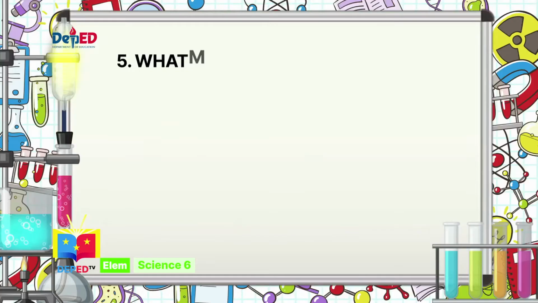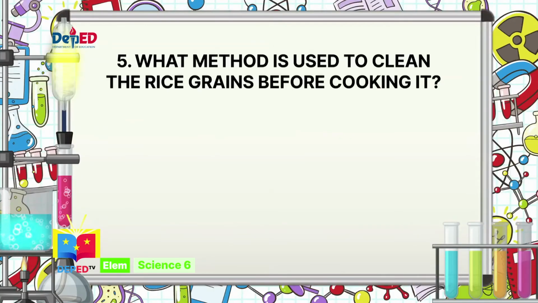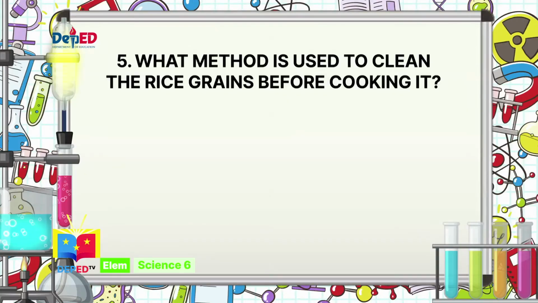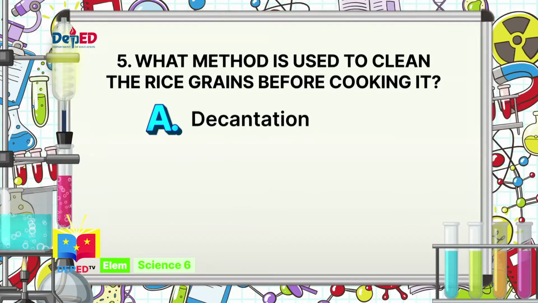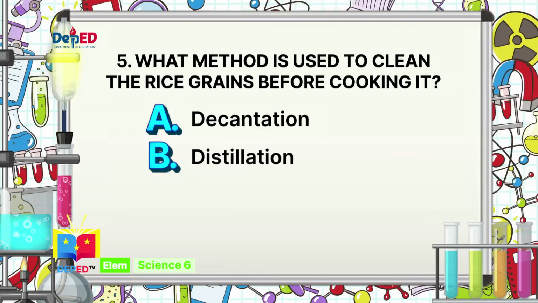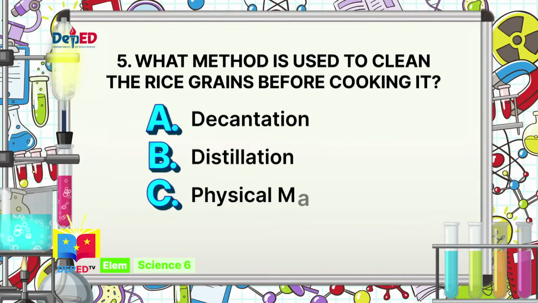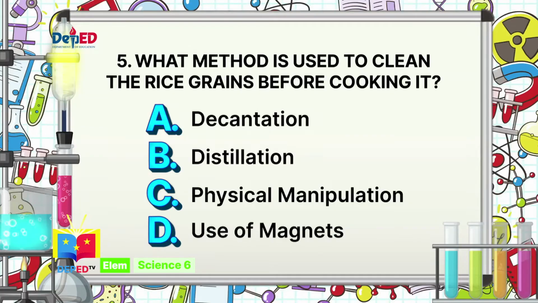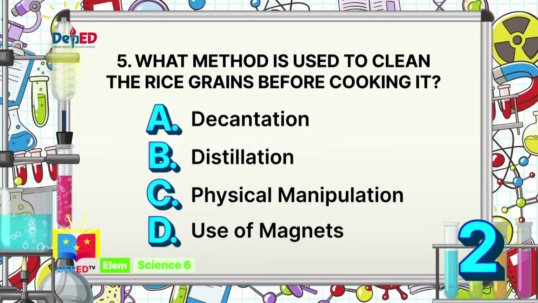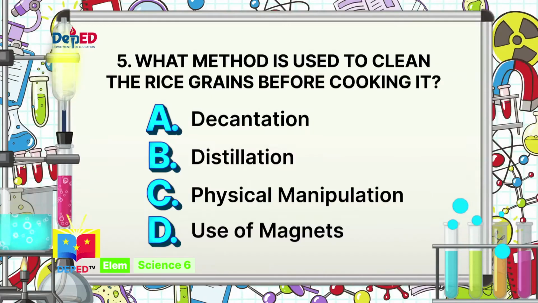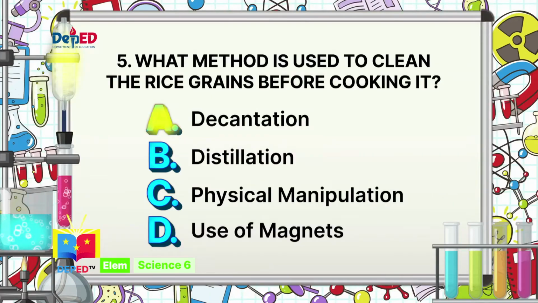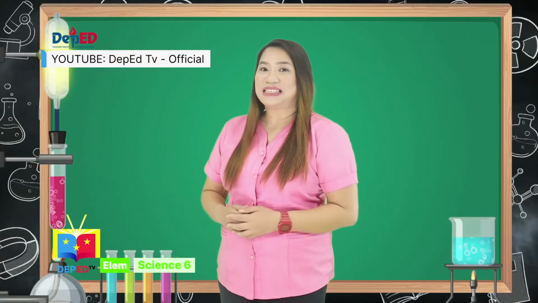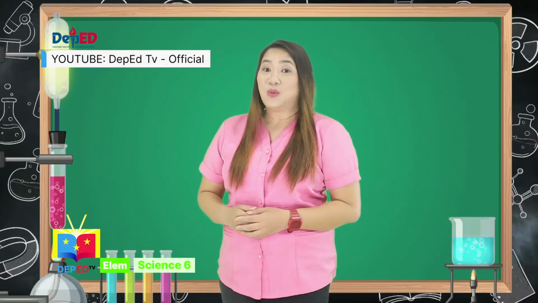Undisturbed. Number 5. What method is used to clean the rice grains before cooking it? A. Decantation. B. Distillation. C. Physical manipulation. D. Use of magnets. The correct answer is A. Decantation. So how do you find our assessment, science-minded learners? Was it easy?